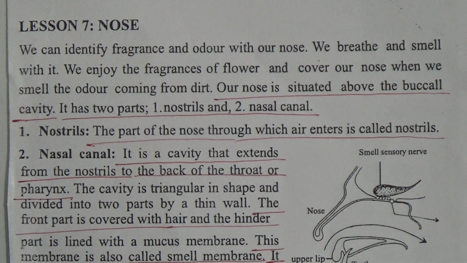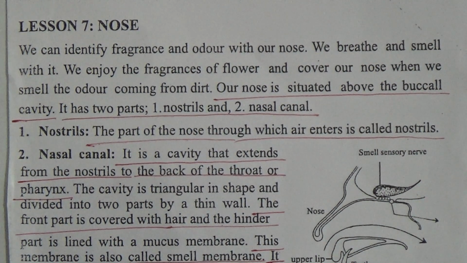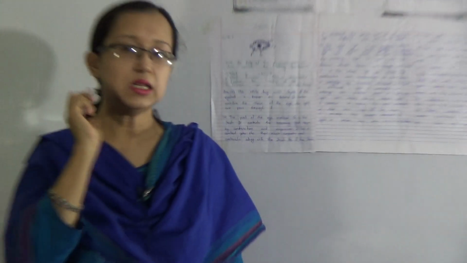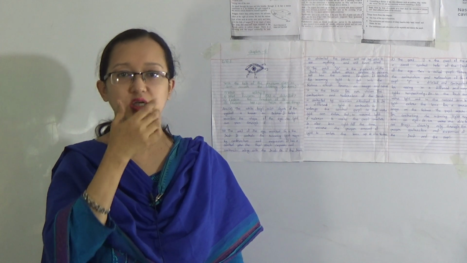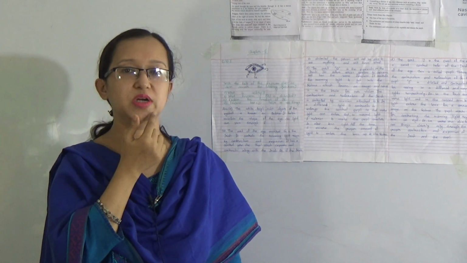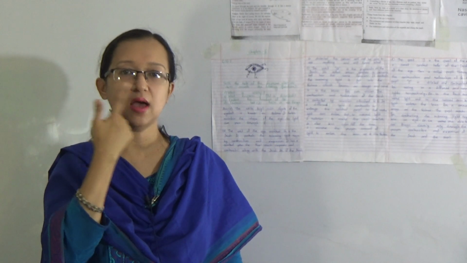Now you can ask me, what is the buccal cavity? It is our facial space, and upper jaw and lower jaw. This is the buccal cavity. Here is the upper jaw and lower jaw. This is called the buccal cavity, and our nose is situated on the upper side of our buccal cavity.